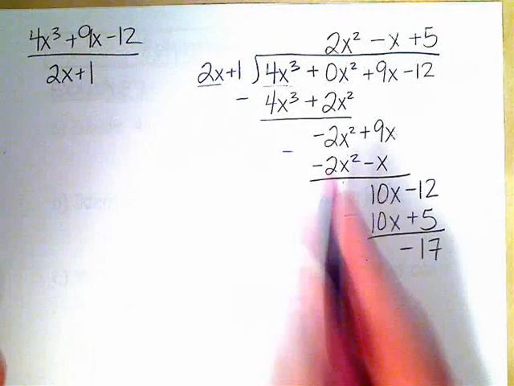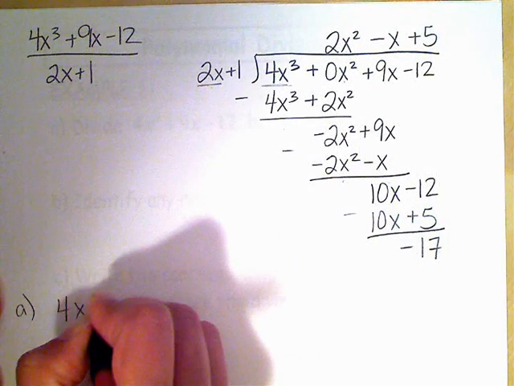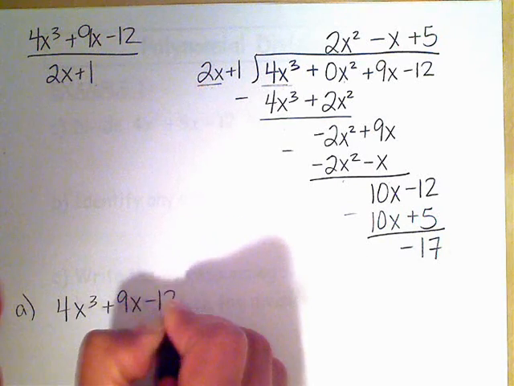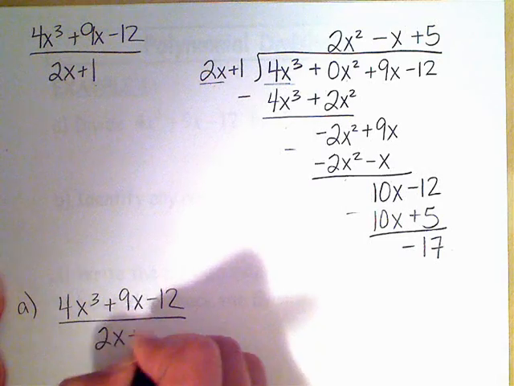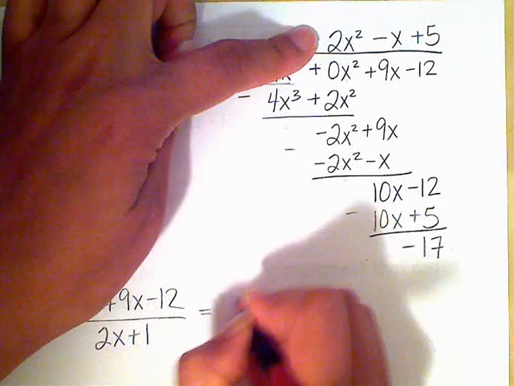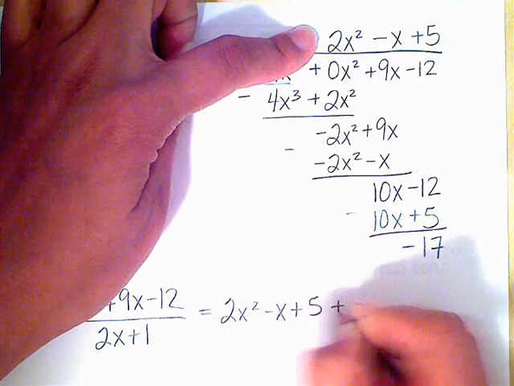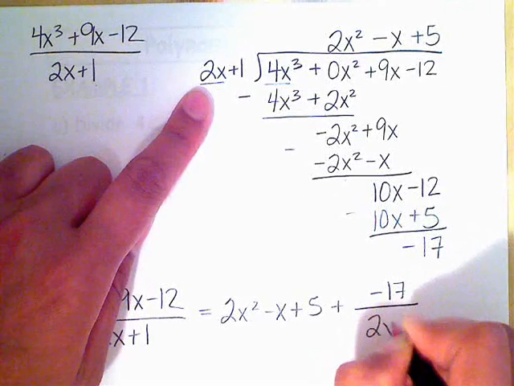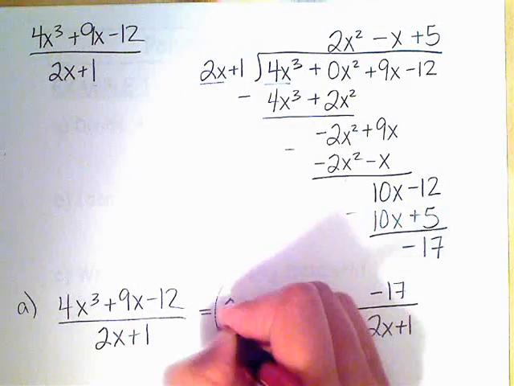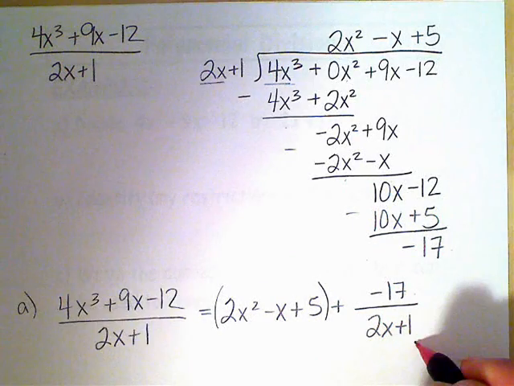So if I'm writing this using division, I have 4x cubed plus 9x minus 12 divided by 2x plus 1 gives me a quotient of 2x squared minus x plus 5 plus a remainder of negative 17 over the divisor, which is 2x plus 1. Okay, so here's my quotient part, 2x squared minus x plus 5, and there's a remainder over the divisor.